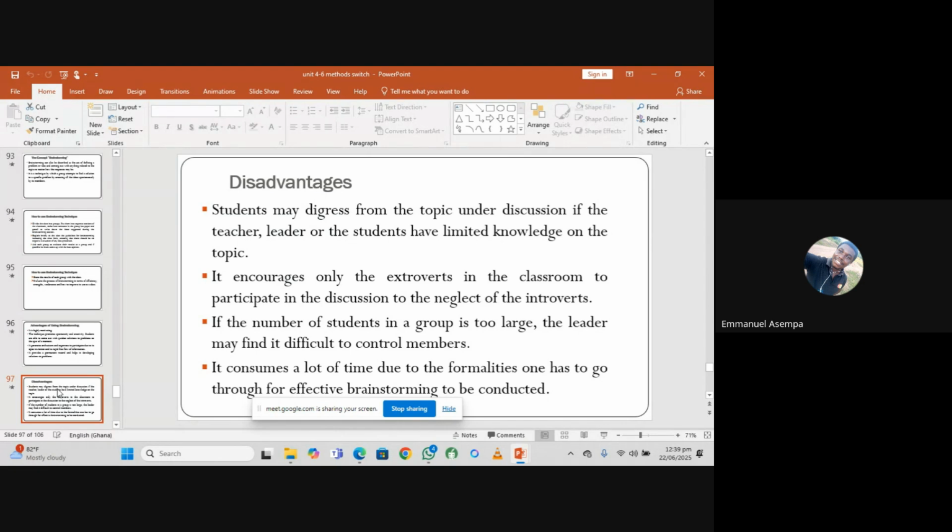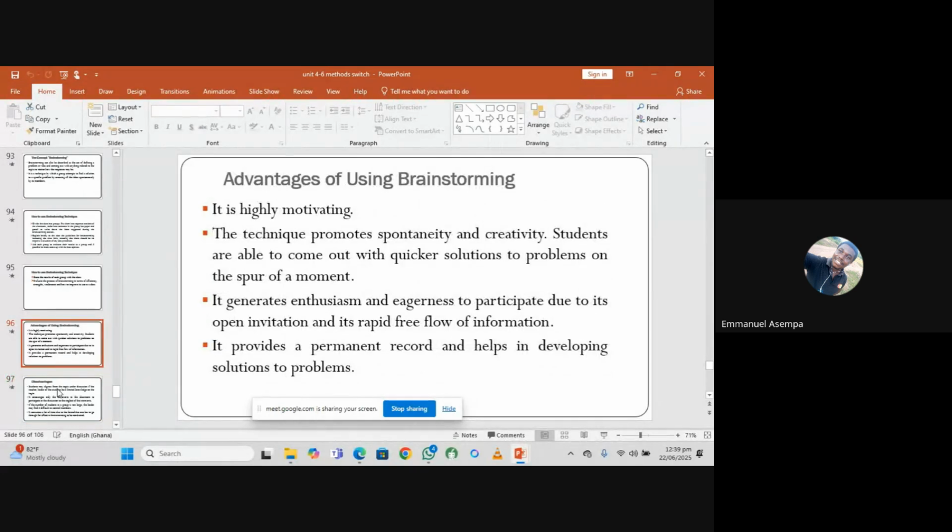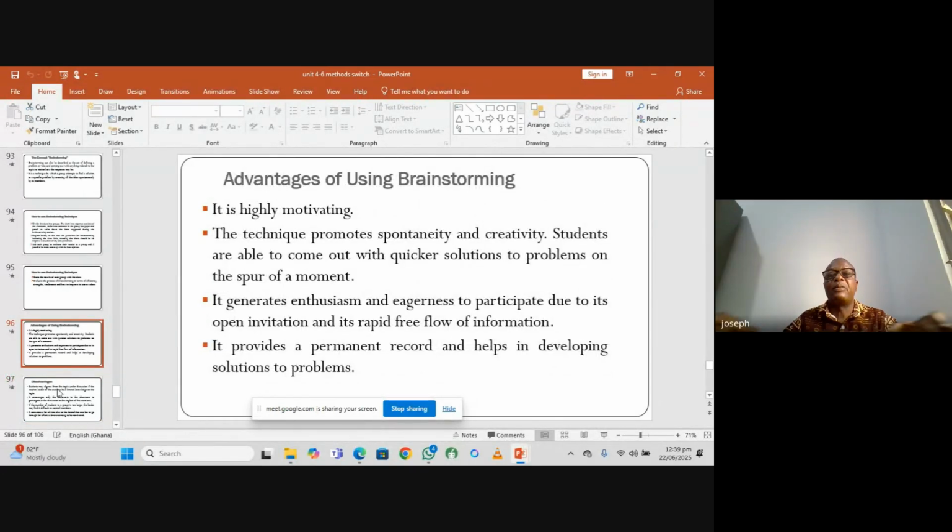Yes, sir. Can you throw light on the last point? It provides a permanent record and helps in developing solutions to problems. The first part, it provides a permanent record. From the various solutions that your learners will come out with, the ones that are correct, you give to them as the core point where they will write in their jotter or their notebook or whatever. So it becomes a permanent record that they will refer to as their reference to that particular topic that you use brainstorming to solicit ideas from them.